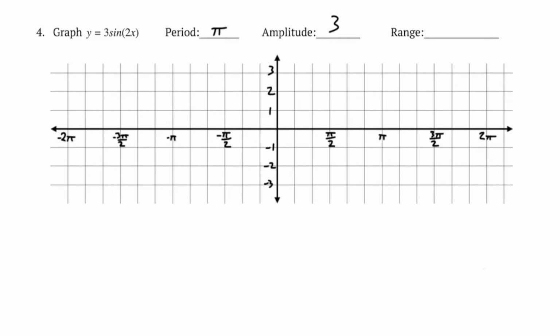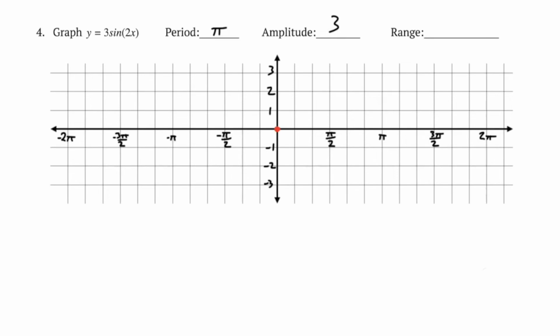So I'll start just like before, thinking about plugging 0 in. Well, 2 times 0 is still 0, and the sine of 0, as we saw before, was 0. 3 times that is still 0. So plugging 0 in, we still get 0. That means we still start at the origin. So that's kind of a hallmark feature of sine, that its starting point is at the origin. And you'll see in a little bit, cosine does not start at the origin.